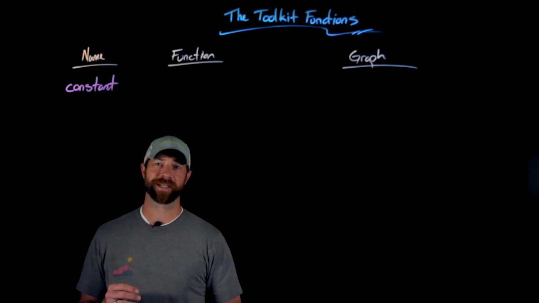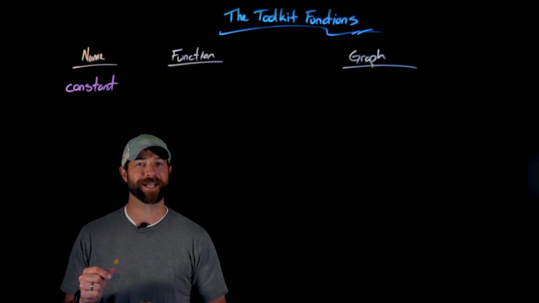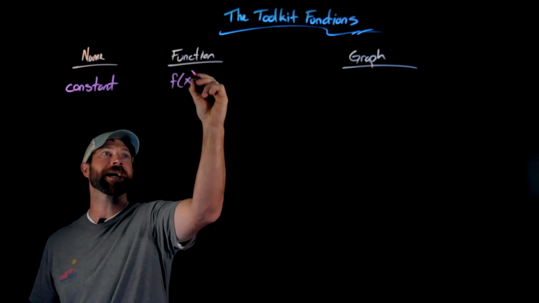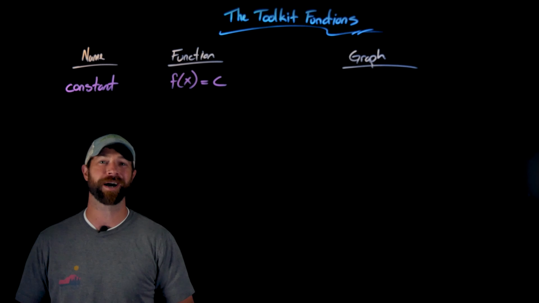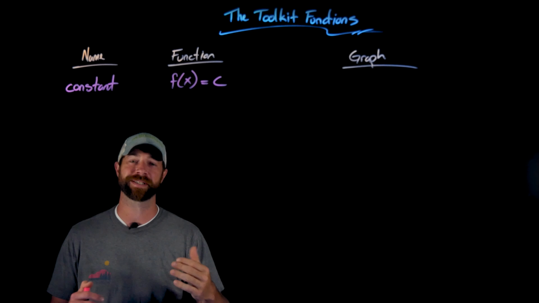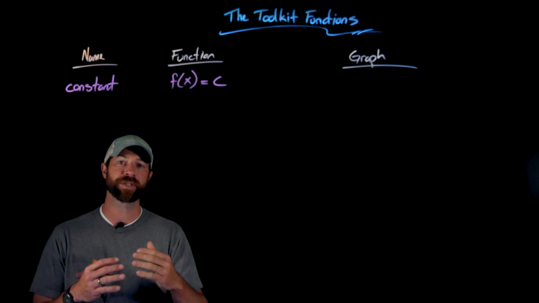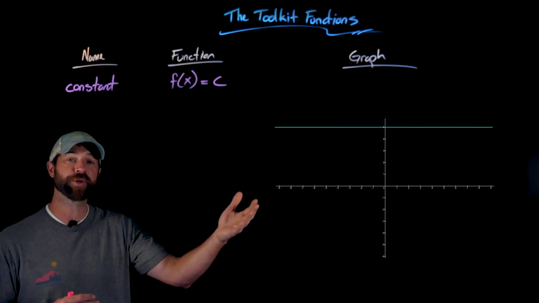The first function we're going to talk about is the most basic and really not that interesting. It's called the constant function. It's a function that's defined as all outputs as some value. So C in this case is a constant. An example of this would be f of x equals 5 or f of x equals -3. Here are two examples right here.